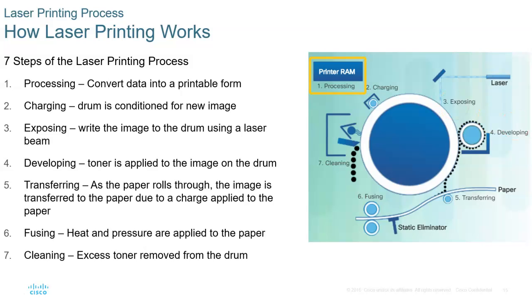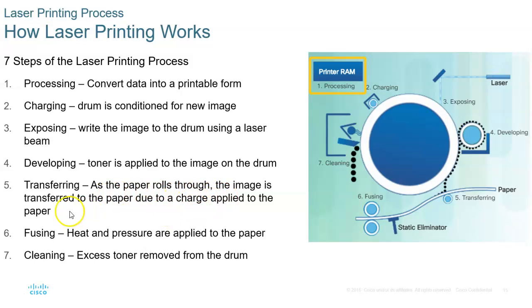The fourth step is developing. That's where the toner is applied to the image on the drum. There's a blade that holds the toner at a distance from the drum. And the toner moves from that blade to the more positively charged image, placing it on the drum. Then we go to transferring.